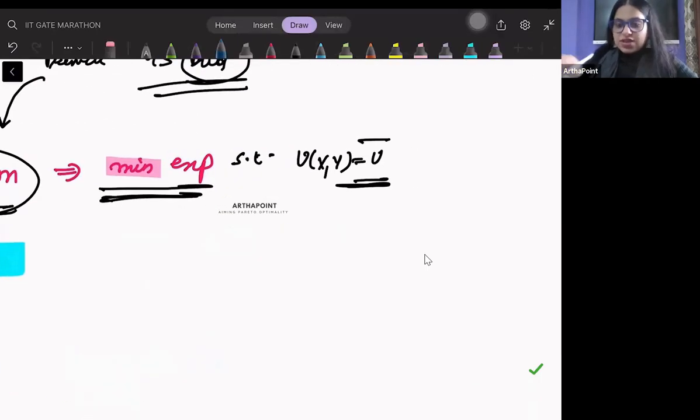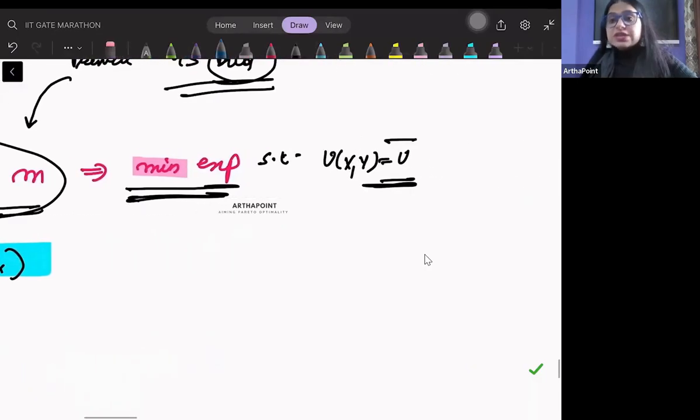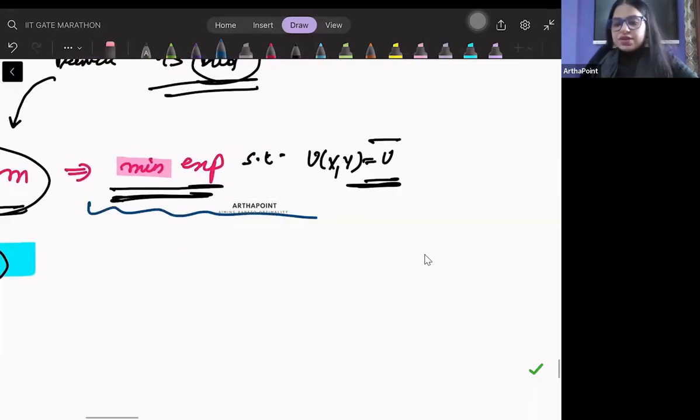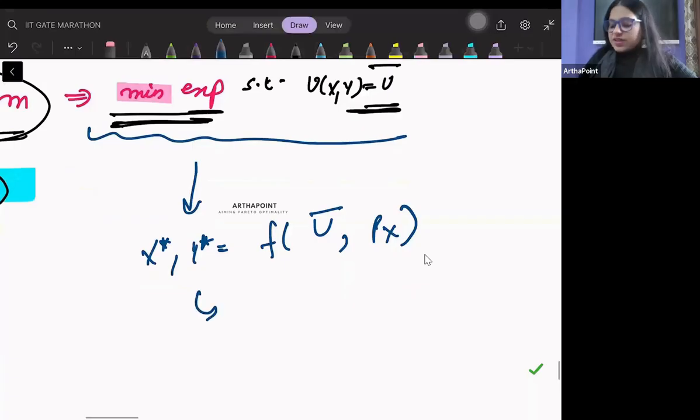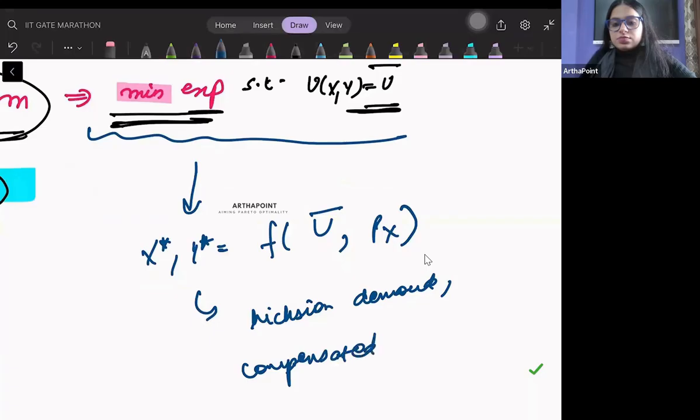If we do the reverse, अगर हम dual करते हैं, if I try to minimize expenditure subject to given level of utility, so if I just do the reverse of it, then यहाँ से what x star y star we get, it's a function of utility. क्योंकि see constant यहाँ पे utility का factor है. So it's a function of utility and prices. And this x star y star is called as Hicksian demand or compensated demand.